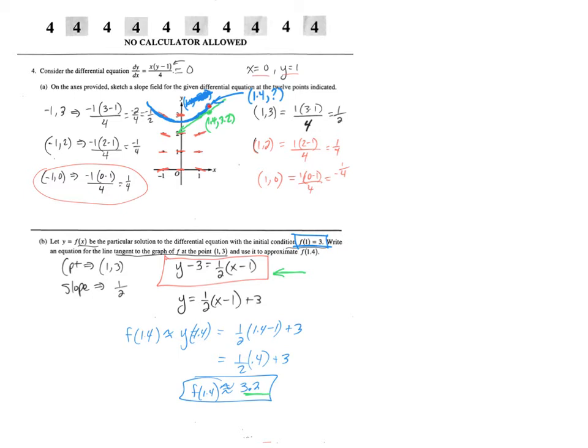And they could ask you, is it an overestimate or underestimate? And you'd say, well, because the curve is concave up at that point, it's an underestimate. Those are the kind of follow-up questions they can ask.